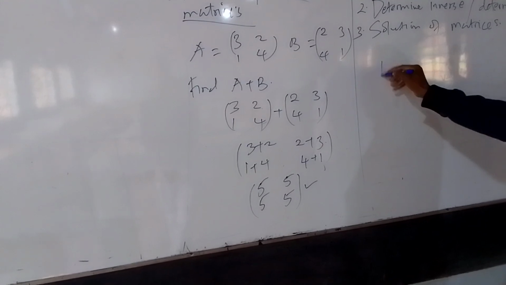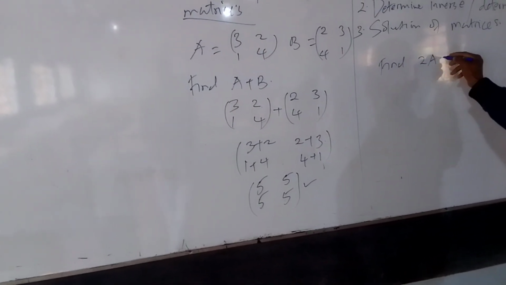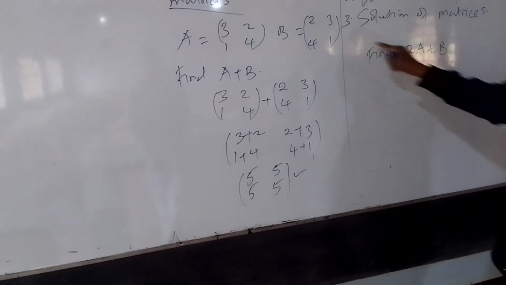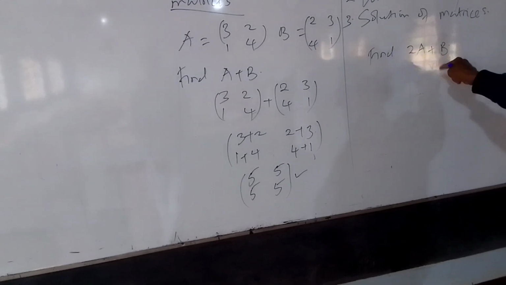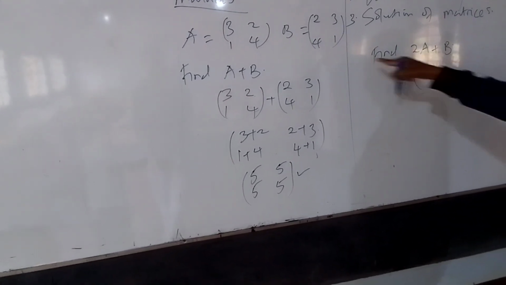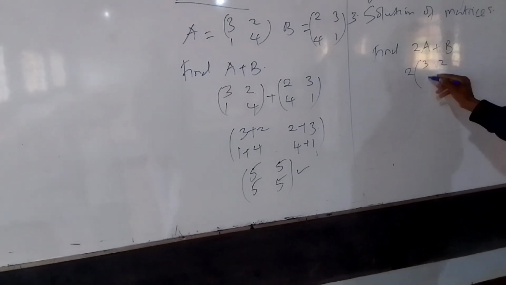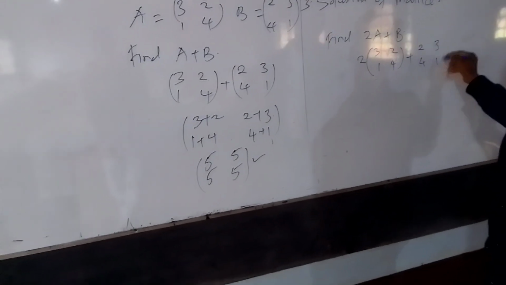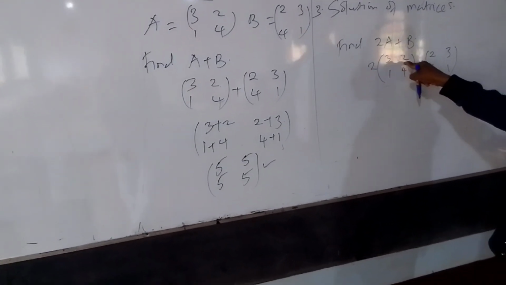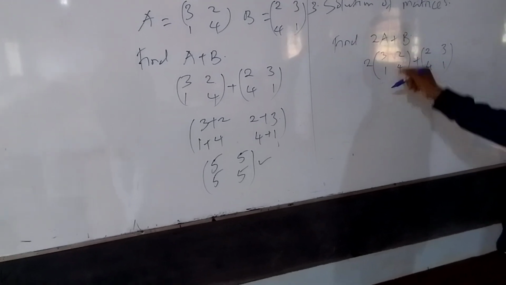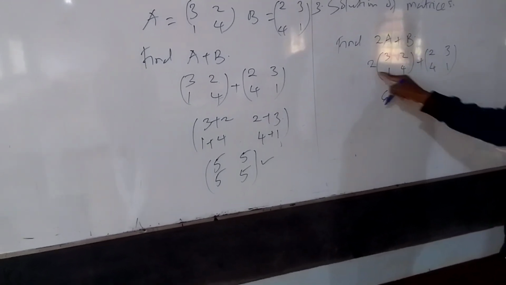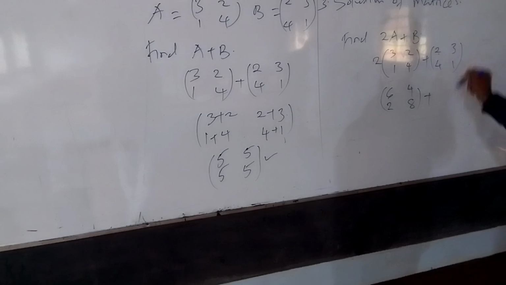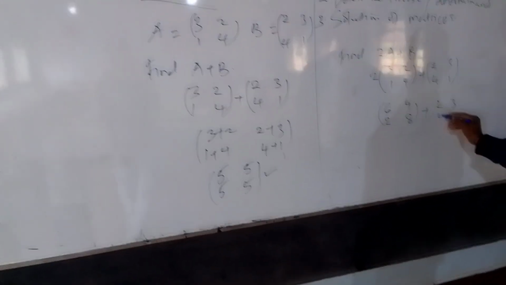Supposing we are given, find 2A plus B. Given that A is matrix 3, 2, 1, 4 and B is 2, 3, 4, 1. So find 2A plus B. We will write 2 into A, matrix A is 3, 2, 1, 4, plus matrix B is 2, 3, 4, 1. So then we will multiply the 2 by everything inside the bracket. So 2 times 3 is 6, 2 times 2 is 4, 2 times 1 is 2, 2 times 4 is 8, plus 2, 3, 4, 1.